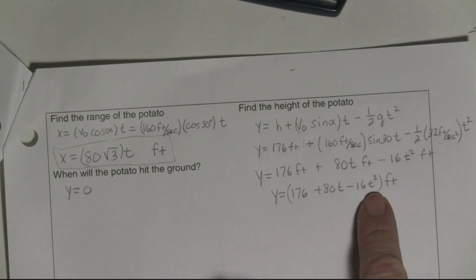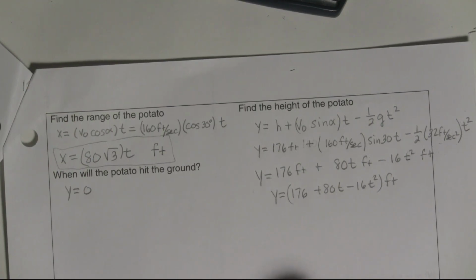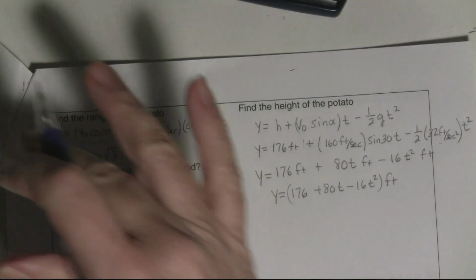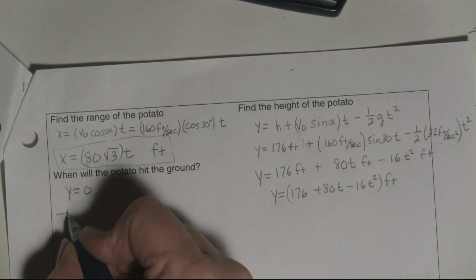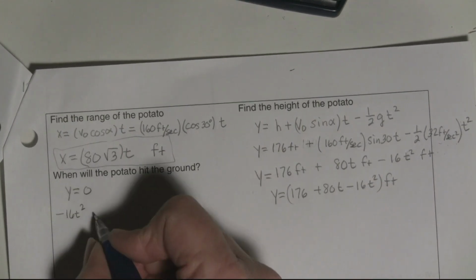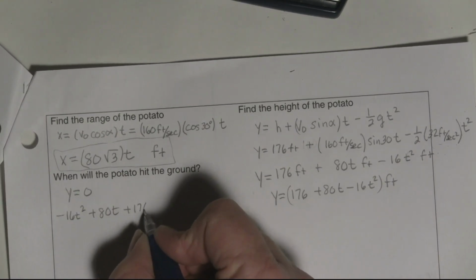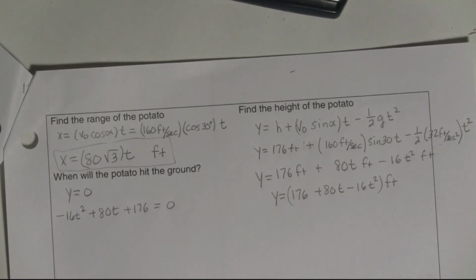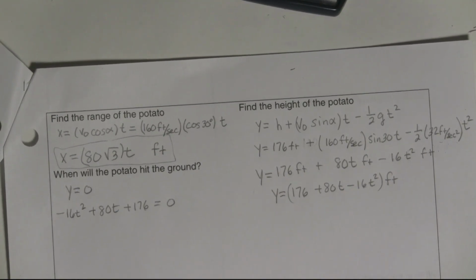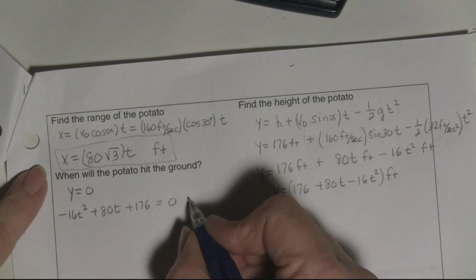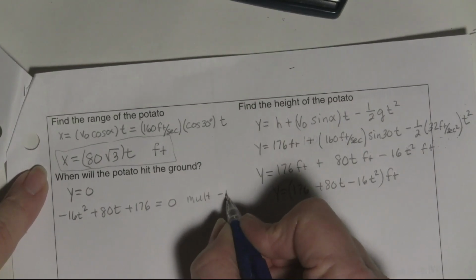And it would be better for me, it's a quadratic equation when y is 0, if I wrote it in descending order like I do in my beginning algebra class. And so this is negative 16t squared plus 80t plus 176 equals 0, right? So setting y equals 0. So that's how it will look a little bit better. I would rather use the quadratic formula on it when my coefficient, which is negative 16, is positive. So I would multiply this whole thing by negative 1.